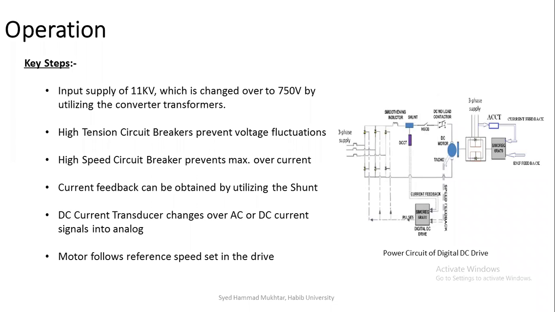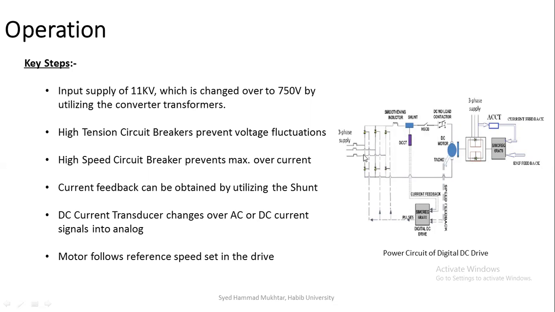Now, about the operation. As you can see on the right side of the screen, there's a picture of a power circuit of a digital DC drive, Simoreg 6RA70, manufactured by Siemens. Now these DC motors are operated via DC drives. Let's see what these DC drives actually do in order to make a motor work. So when there's an input supply of 11 kilovolts, it is changed over to 750 volts by utilizing the converter transformers. We have high tension circuit breakers in place to prevent voltage fluctuations, and high speed circuit breakers in place to prevent maximum overcurrent shoot.